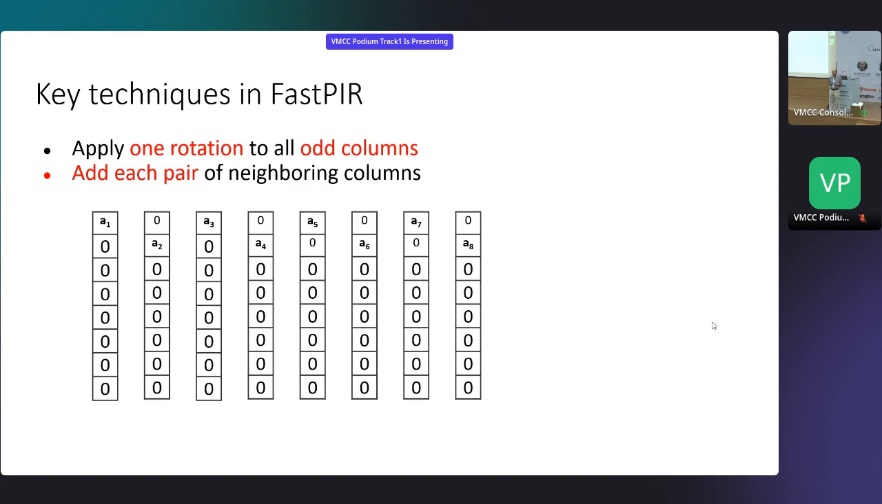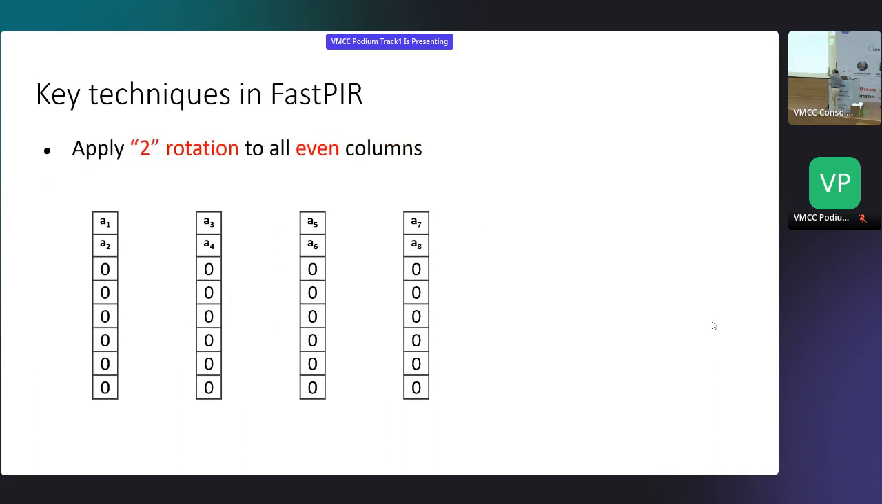So what I'm going to do is add each pair together. I'm going to add the first two, second two, third two, and I'm taking advantage of the zeros. Remember, I know where the zeros are. So I end up with four vectors now, because my goal wasn't just rotation, it was eventually to add. So I'm going to do the adding while doing the rotations, taking advantage of the addition during my rotations.